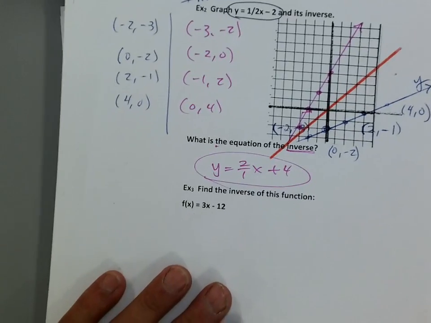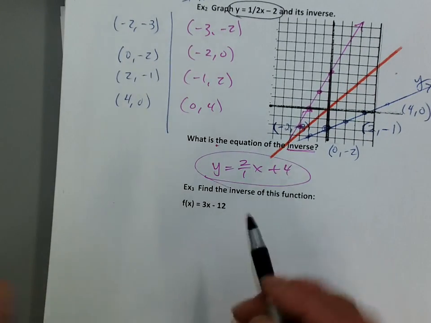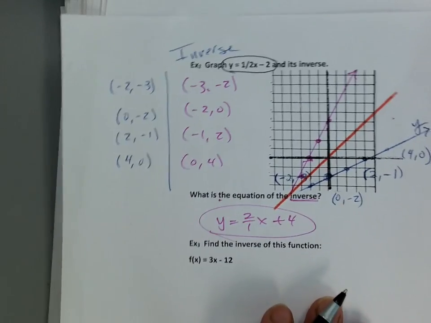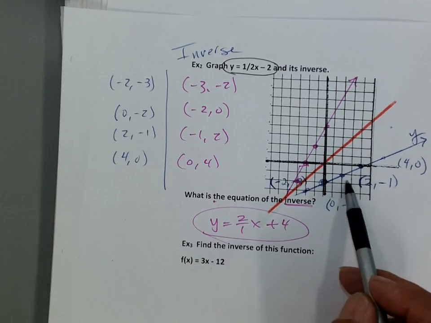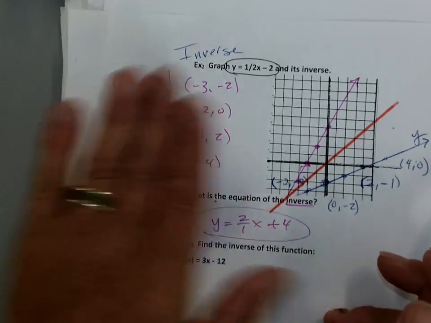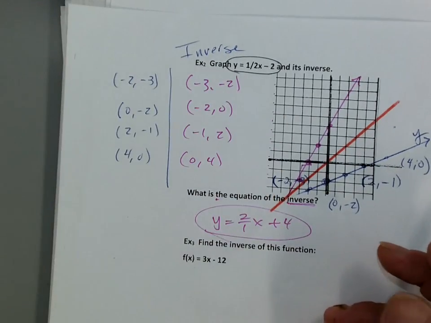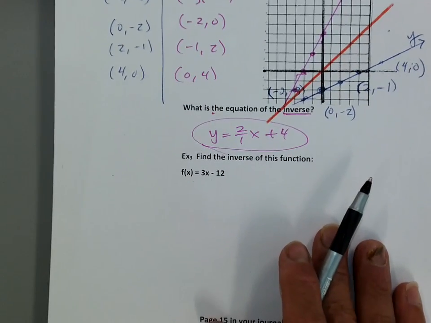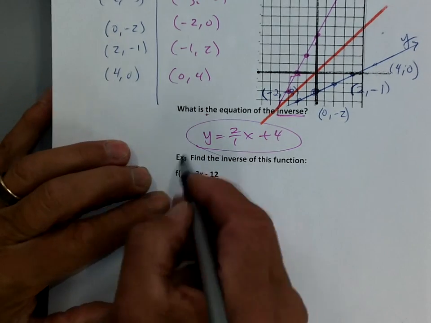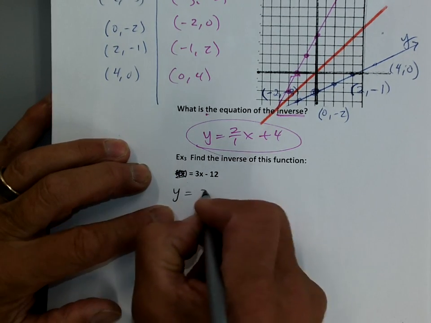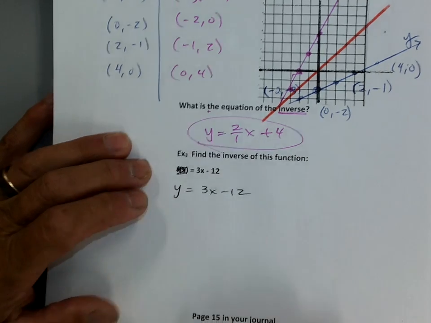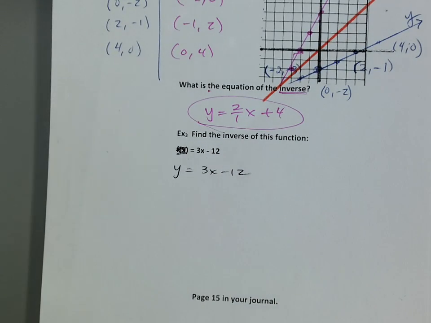Okay, so let's find a faster way to do this because this was kind of a pain, really. It works. You could graph a line. You could get all the points. You could take the points and switch them and get the inverse. Boom. But there's a much faster way to do it. So we know that f of x and y are the same thing. So let me just change this to y. Okay, f of x and y are equal to 3x minus 12. Okay, so let's find this inverse without graphing it because there's a faster way.